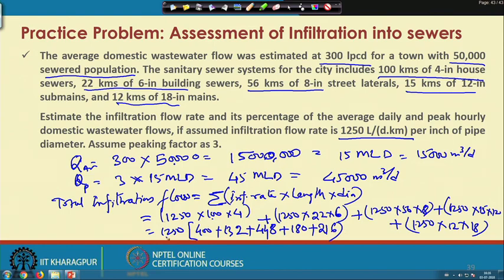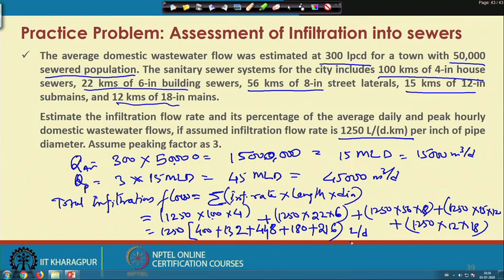We add all these, 400 plus 132 plus 448 plus 180 plus 216, and multiply it with the 1250. That will give us the total amount in liters per day. Or we divide it by 10 to the power 6 to get million liters per day, or we divide it by 1000 to get cubic meters per day. That way we can estimate the total amount of infiltration, okay.